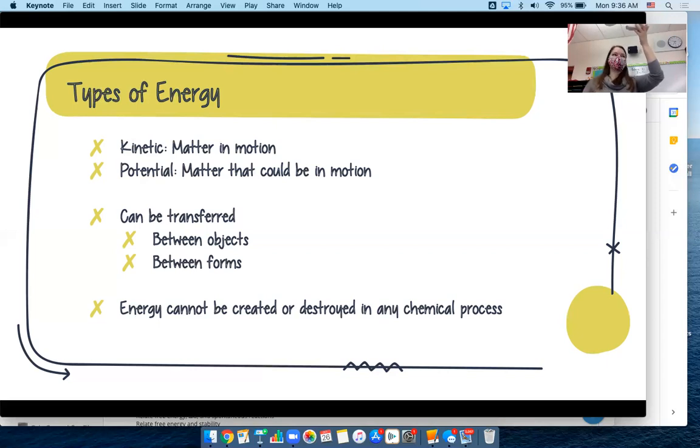Ooh, gravitational potential energy. I could drop it. It has the potential to move. I'm really impressed that I caught that. I'm not the most coordinated person, okay?